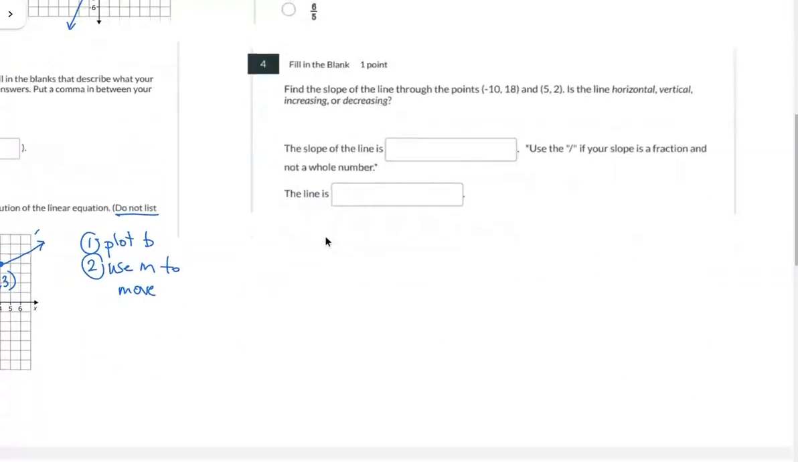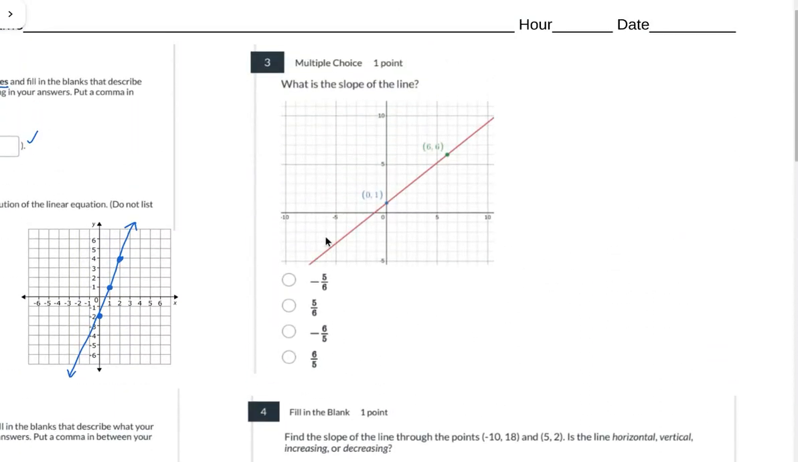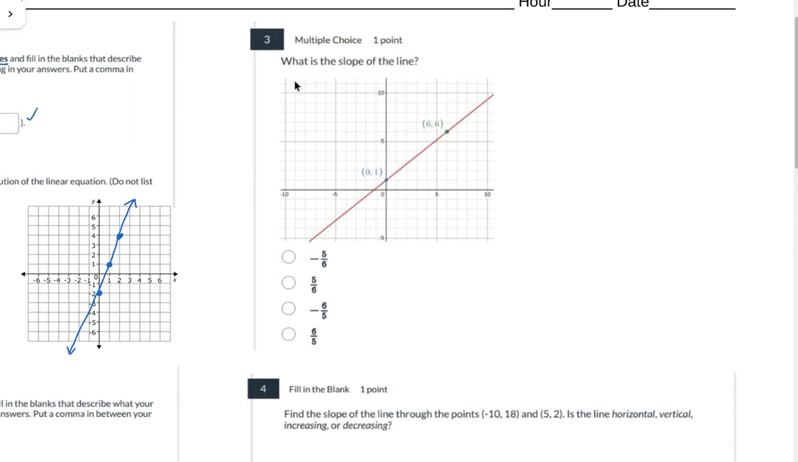Let's see if I can navigate. All right, question number 3 says, what is the slope of the line? I'm already telling myself m equals rise over run. There would be 2 different ways we could do this. We could count it or we could calculate it. Both ways would be correct if you do it right.